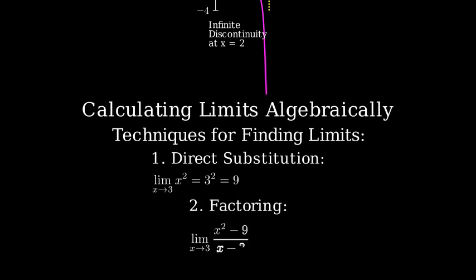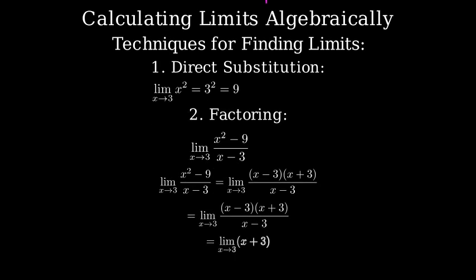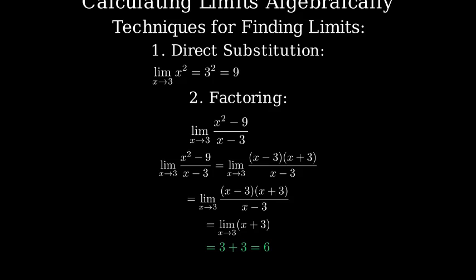Second, factoring. This is useful for limits that give an indeterminate form like 0 over 0. For example, the limit of x squared minus 9 over x minus 3 as x approaches 3. We can factor the numerator: x squared minus 9 equals x minus 3 times x plus 3. Then we get x minus 3 times x plus 3, all over x minus 3. The x minus 3 terms cancel out, leaving us with x plus 3. Now we can substitute x equals 3 to get 3 plus 3, which is 6.